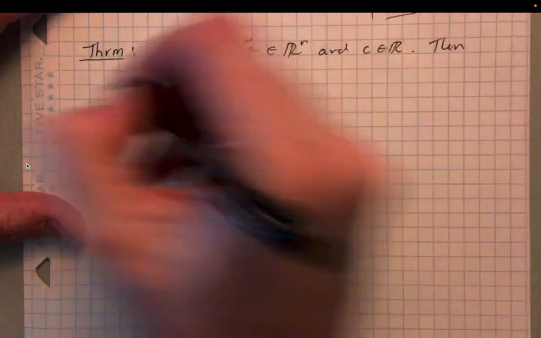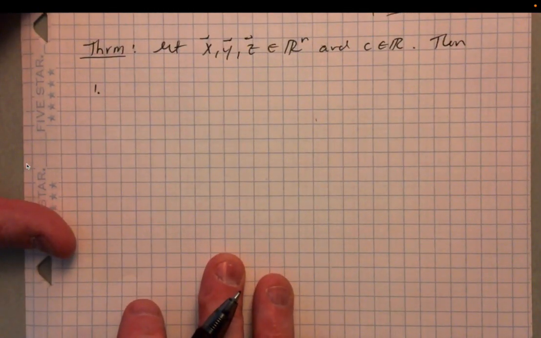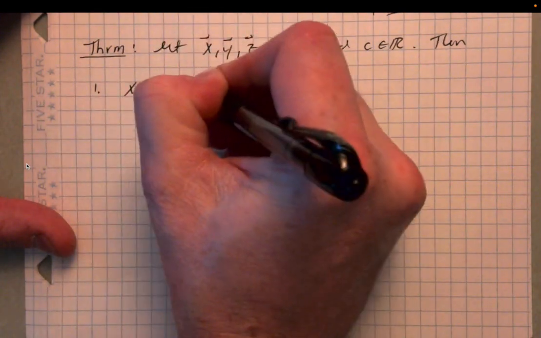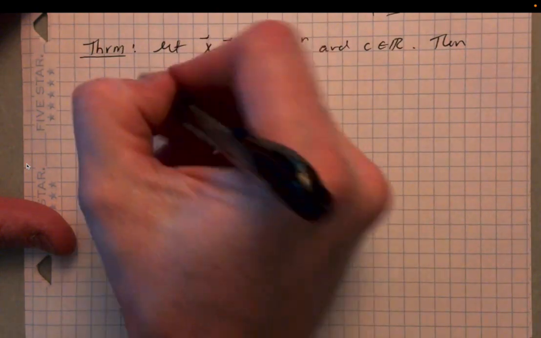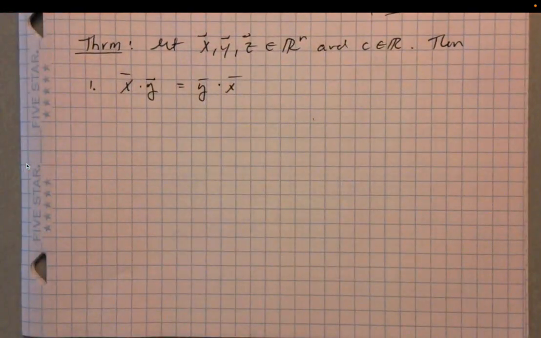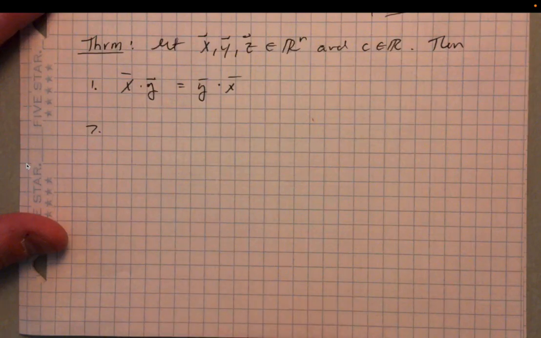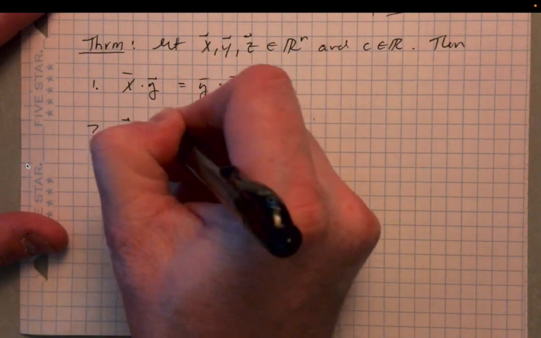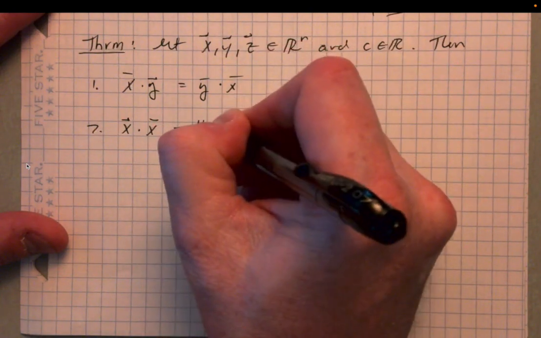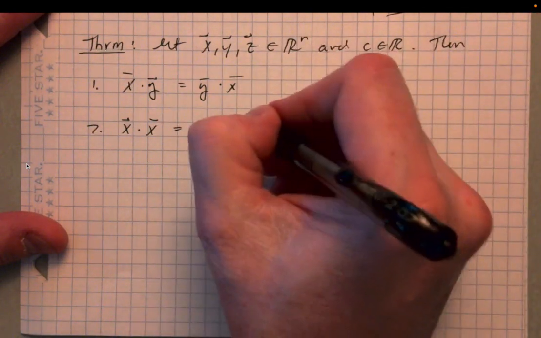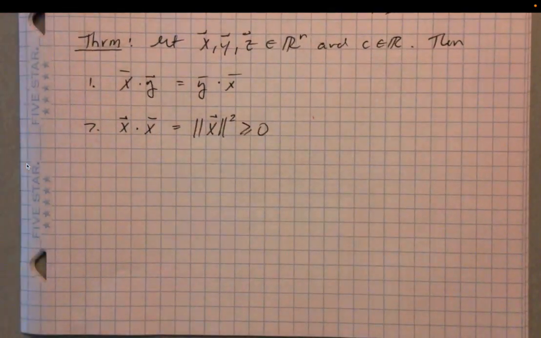So then what do we got? Well, the dot product is commutative. So x dot y is the same as y dot x. So the dot product commutes. If you dot a vector against itself, then that is the same as squaring the norm of the vector. So a vector dotted against itself gives you the same output as squaring the norm of the vector, and it's always greater than or equal to zero.